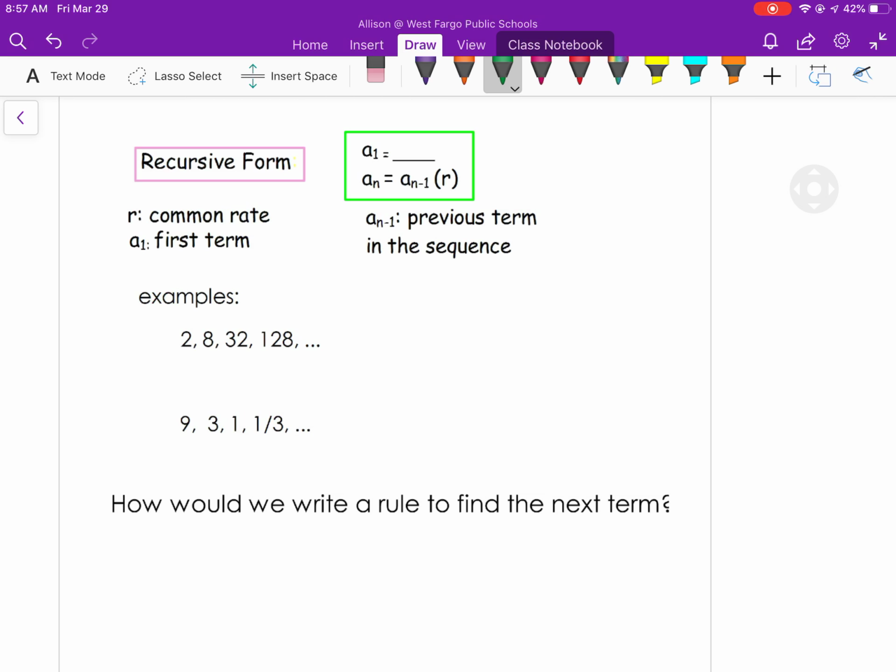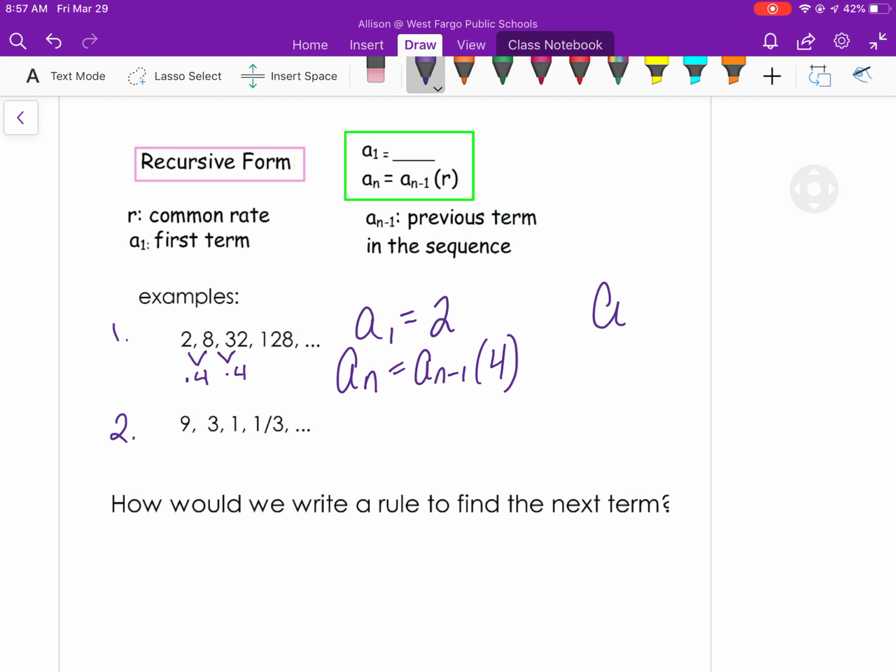So for example, number 1 here: 2, 8, 32, 128. We're multiplying each term by 4, so that means our r equals 4. My recursive formula would be, I have to first tell you what the first term is, a sub 1 equals 2. Then, for a sub n, you take the previous term times 4. We typically write the 4 out front, because that's like our coefficient. So 4 times the previous term. You just get the next term by multiplying the previous one by 4.